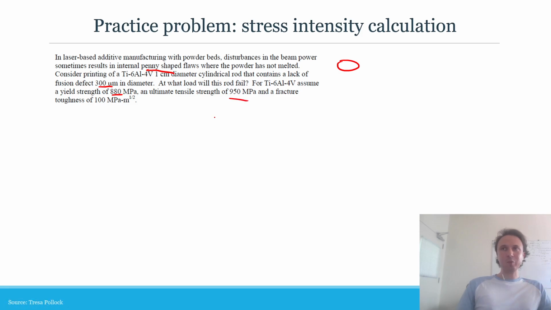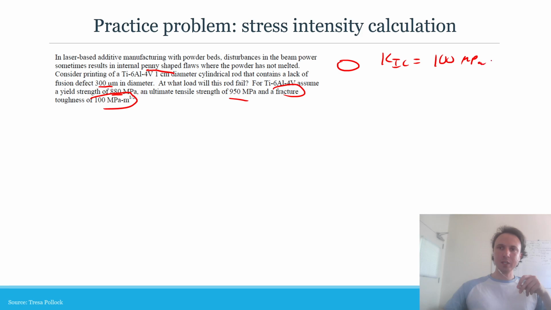And we're just going to move on from those. Those are pretty simple. And then finally, you also have the fracture toughness. Okay, so now we want to go to our K1. That's our K1C right here, our fracture toughness, in megapascal root meters. So K1C equals 100 megapascal root meters. Now we need to find K1.